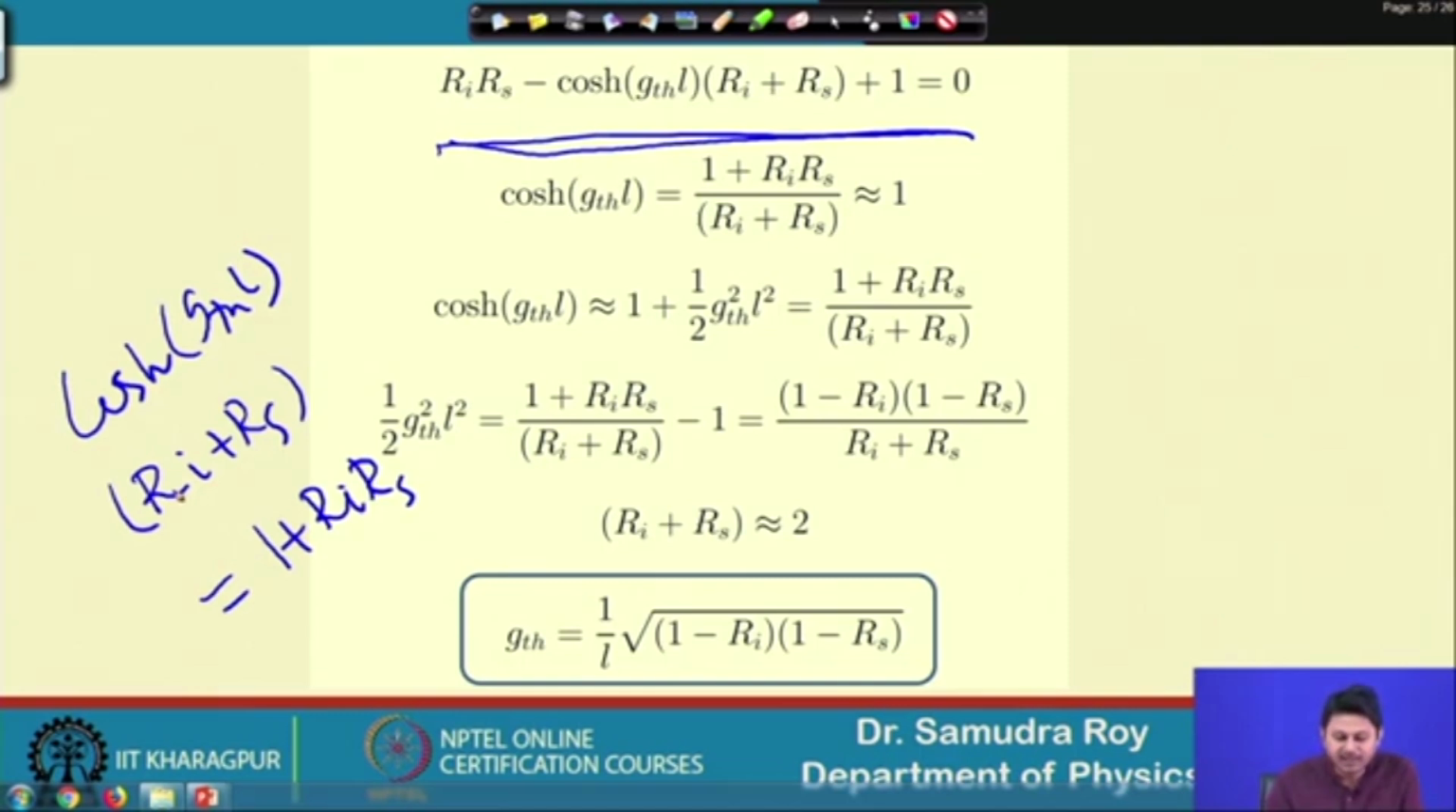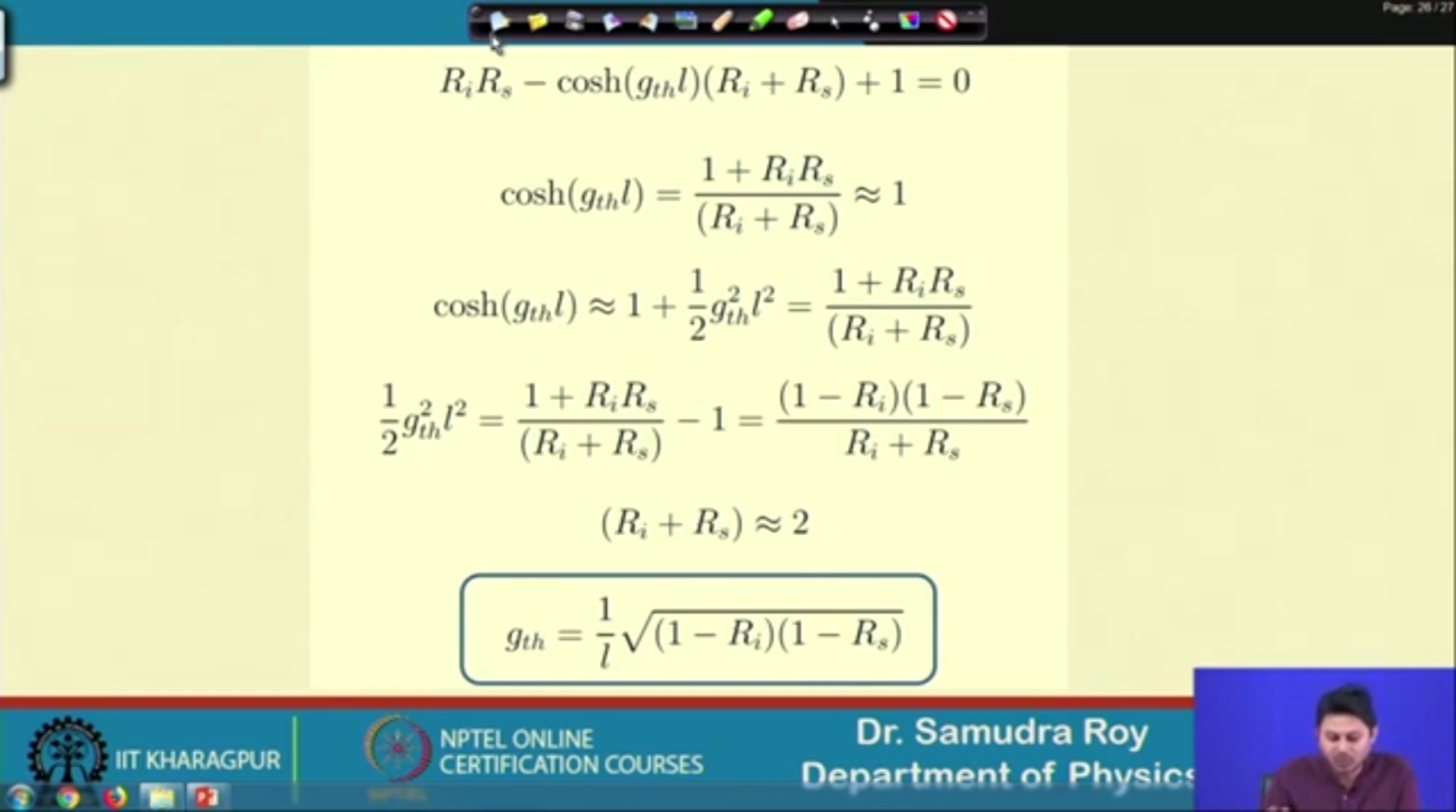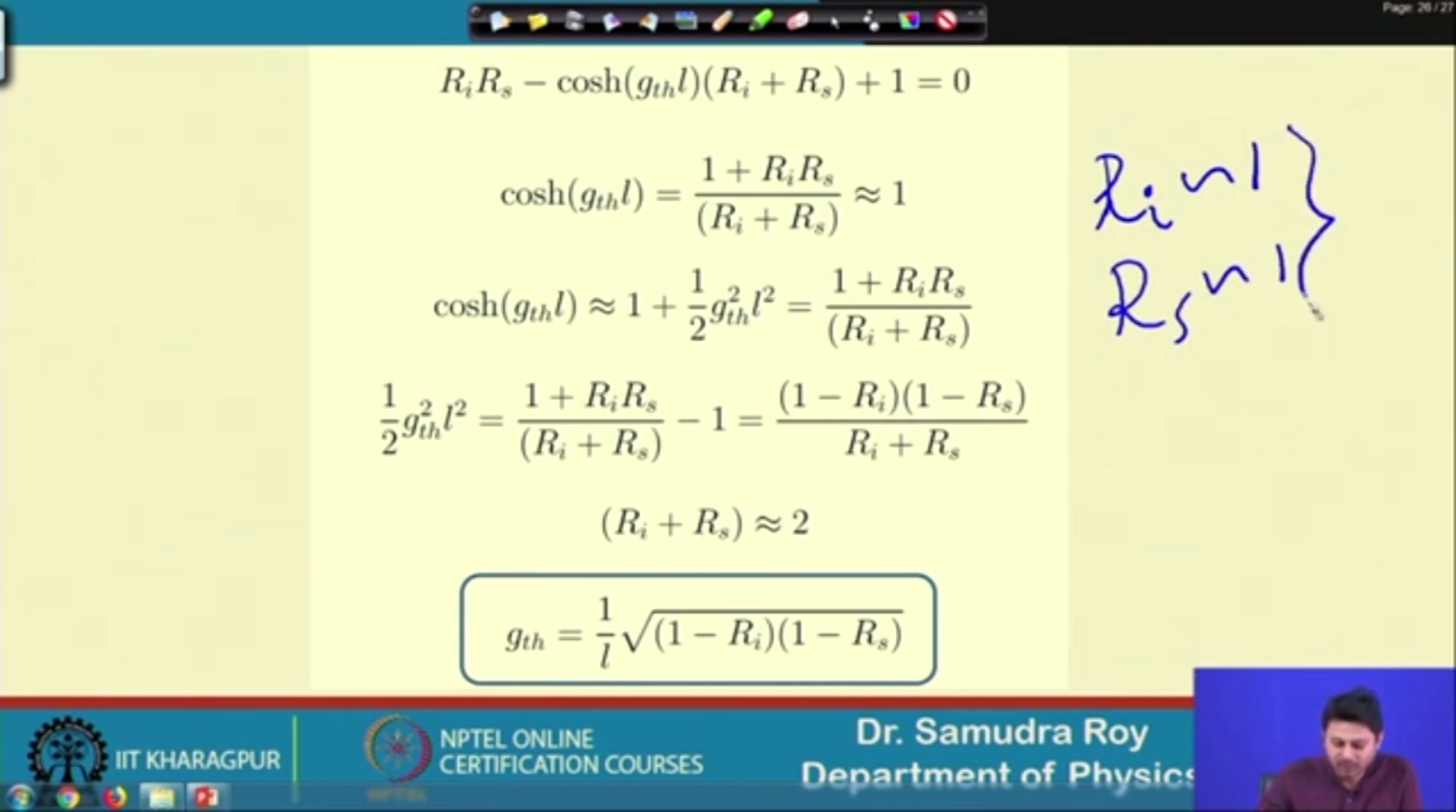Now, RI and RS are very close to 1, because this is the reflectivity of the mirror at the two frequencies, and it has to be a very high value. So these are nearly equal to 1. RI should be nearly equal to 1, RS should be nearly equal to 1. So RI multiplied by RS is nearly equal to 1, and this entire quantity should be nearly equal to 1. So cosh(g_th L) is nearly equal to 1.